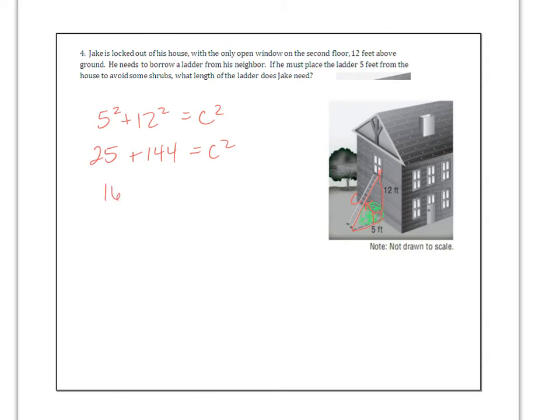Add them together. You get 169 equals c squared, and then you have to take the square root. When you take the square root, you probably have to hit second and then that x squared button. 13 equals c. Or in other words, the ladder has to be 13 feet.